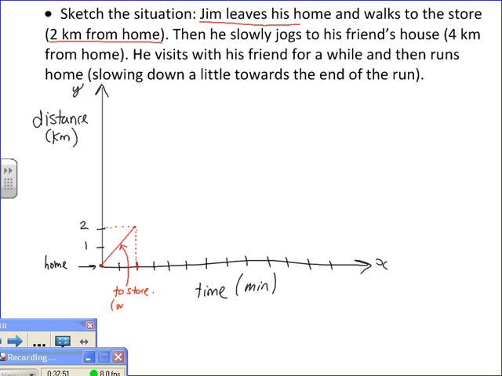And we'll say here he's walking. So it's not a really fast rate. Okay. So maybe it took him, I don't know, 20 minutes, whatever the time is along the bottom. Then he slowly jogs to his friend's house, which is 4 kilometers from his home. So he's 2 kilometers from his home right now. He's going to now jog to his friend's house, which is 4 kilometers from his home. Okay, so here's 2 kilometers is the store. This is his friend's house.